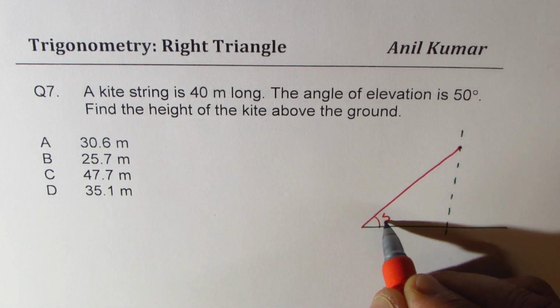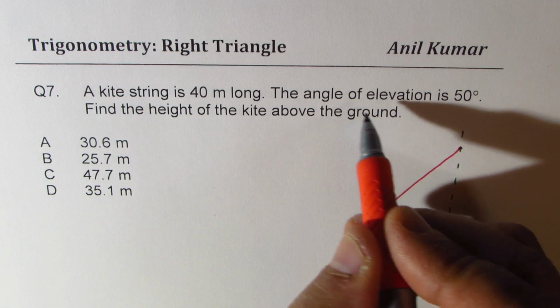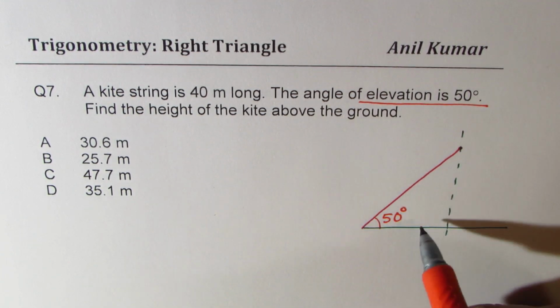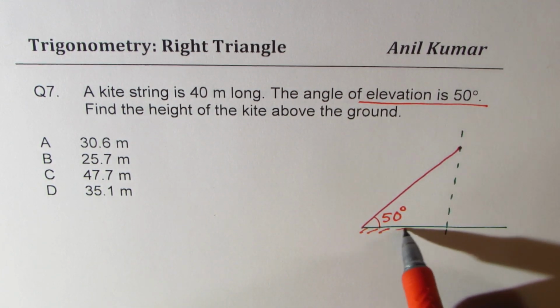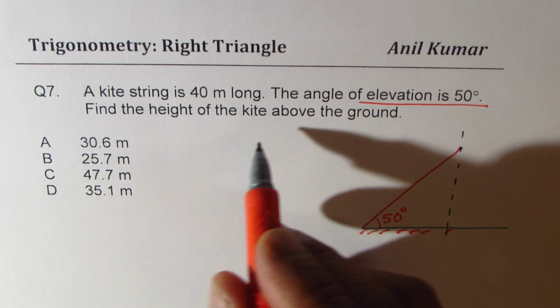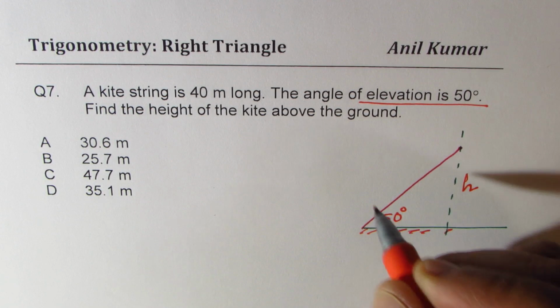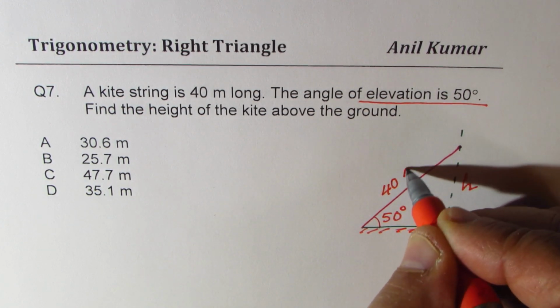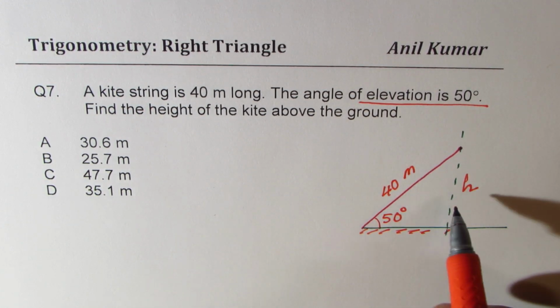We know this angle is 50 degrees. When we say angle of elevation, it is with the ground, right? So this is the ground. So that is 50 degrees angle. We have to find the height of the kite above the ground, and we are given that this is 40 meters. So we are relating what all.